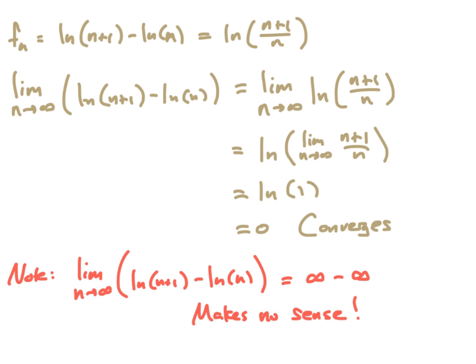It's worth noting that the limit laws only apply when the limit of the sequences that are being combined together converge. And in this case, the limit of the two individual sequences, natural log of n plus 1 and natural log of n, both diverge, and so the limit laws would not apply to this particular example.